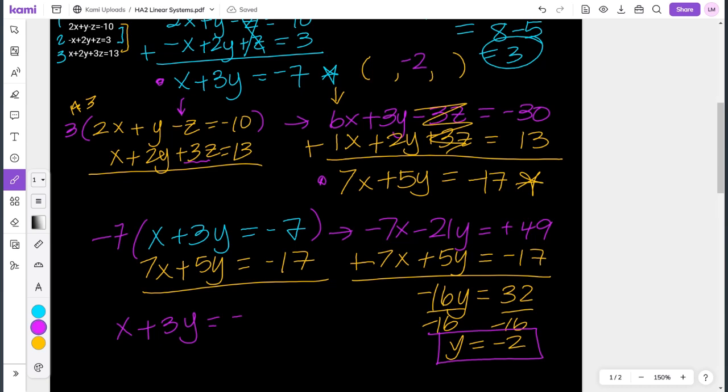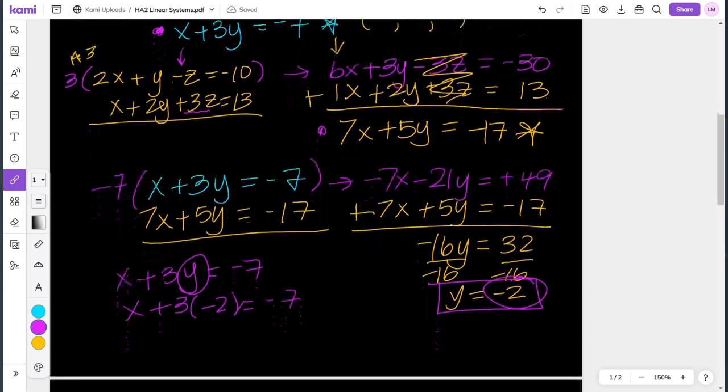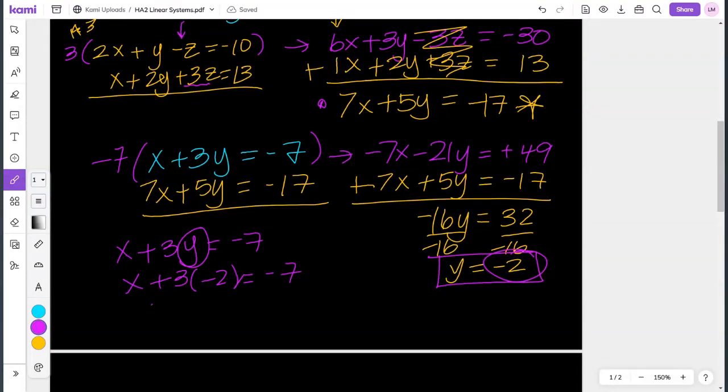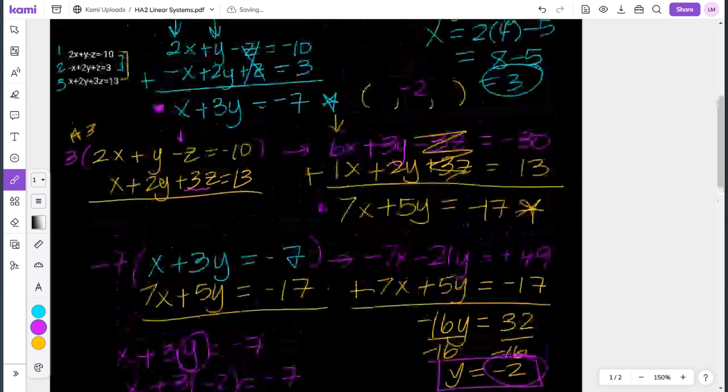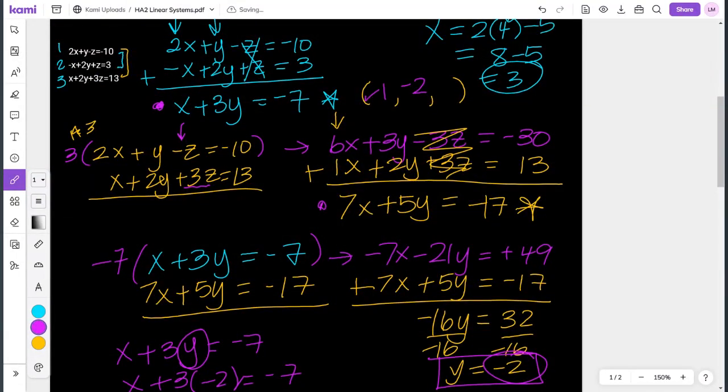All right, so now that you've tried it, you better have tried it. I'm going to take -2 and I'm going to replace it right there. I'm using this blue equation. So x plus 3 times -2 equals -7. So x minus 6 equals -7. I'm going to add 6 to both sides. So x equals -1, right? So now I have -1.